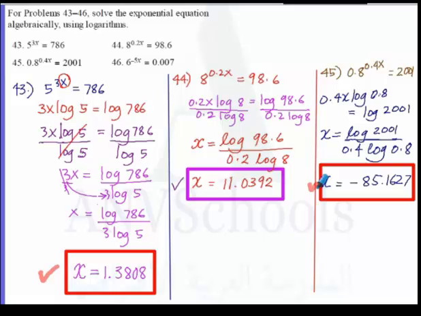So let us check. 0.8 raised to 0.4 times negative 85.1627 is equal to 2001.001185. Therefore, we've got the right value for x. How about the last number, number 46? Let's do it below. We still have a space here.